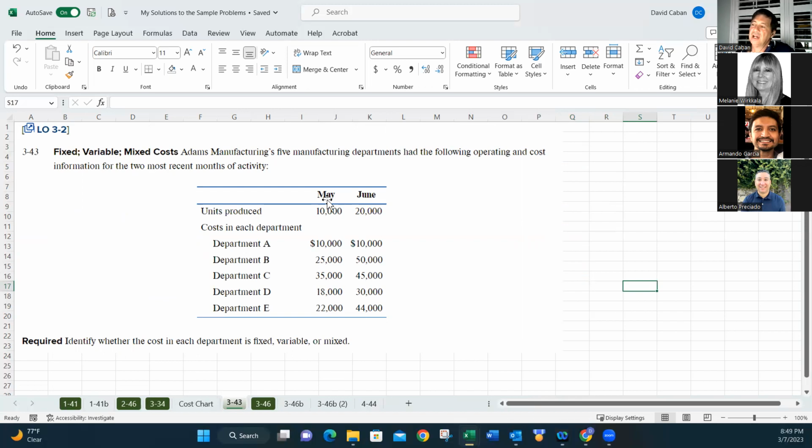You want to compare the months, and you want to compare to see how the change happens with change in production. So you know that Department A did not change. Let me do this over here so that we won't go through the same thing again. A, B, C, D and E. It did not change with production. So this cost, what do you think this cost has to be? Fixed or variable or mixed? Fixed. It has to be fixed. If you increase production and there was no change in cost, then it has to be fixed.